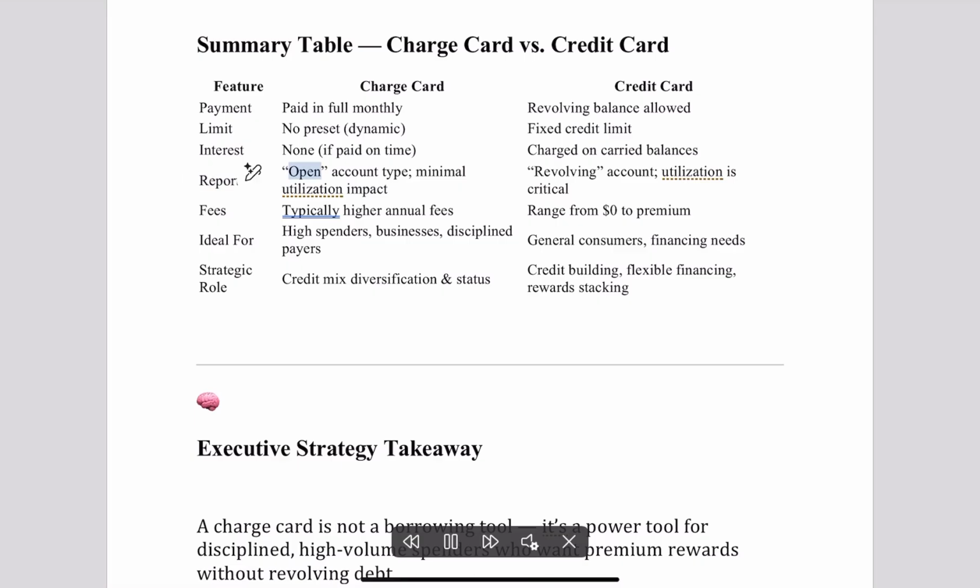Reporting. Charge card: open account type, minimal utilization impact. Credit card: revolving account, utilization is critical. Fees. Charge card: typically higher annual fees. Credit card: range from $0 to premium. Ideal for: high spenders, businesses, disciplined payers; general consumers, financing needs. Strategic role: credit mix diversification and status; credit building, flexible financing, reward stacking.